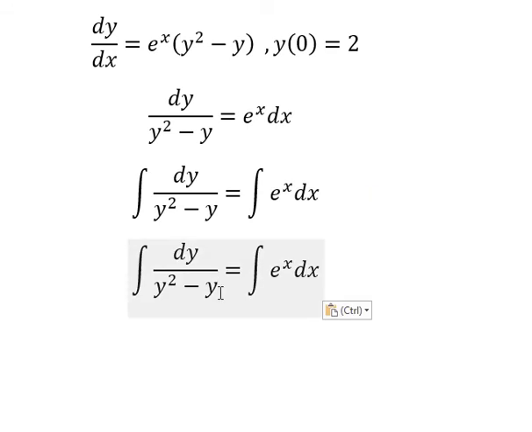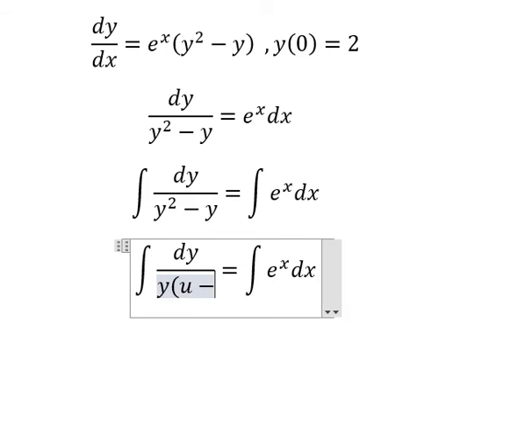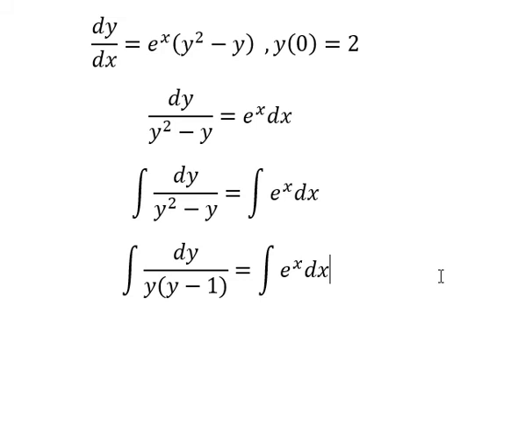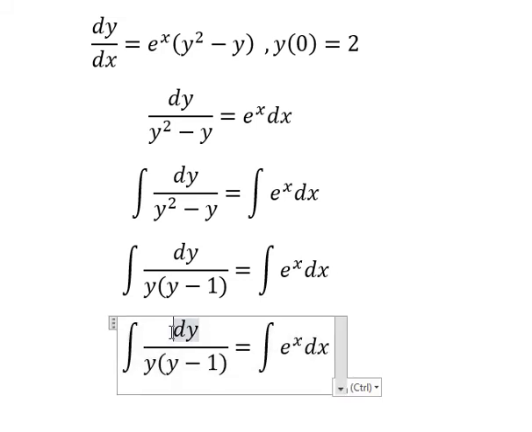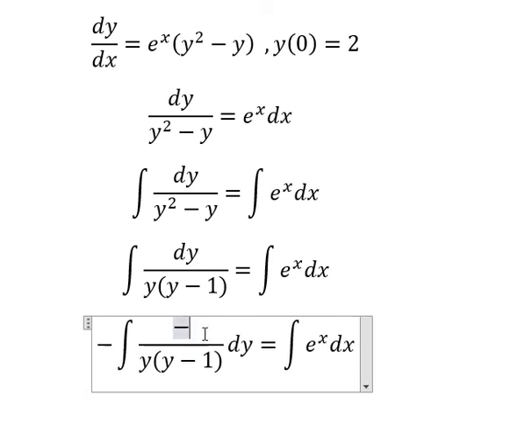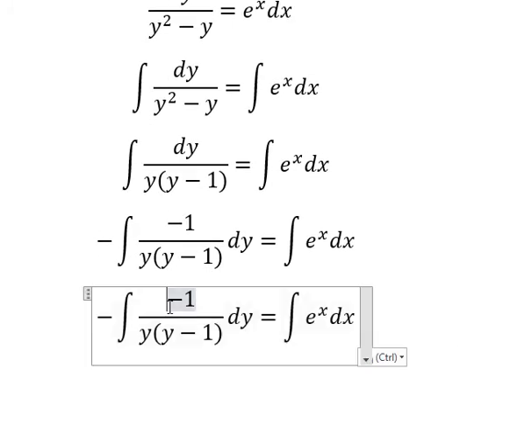Next, y and y square, we can do factorization. Next, I will put negative on the numerator and denominator. So dy I will put in here. So we need to add y. Later, we need to minus y.